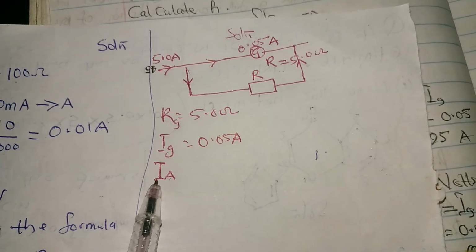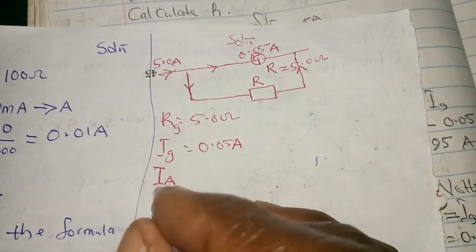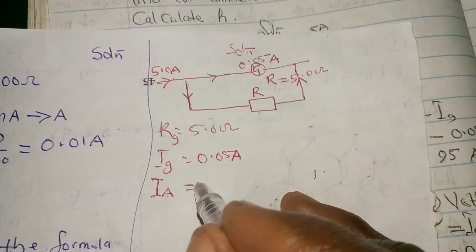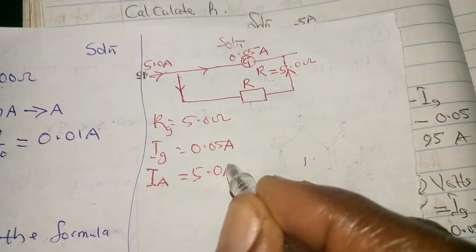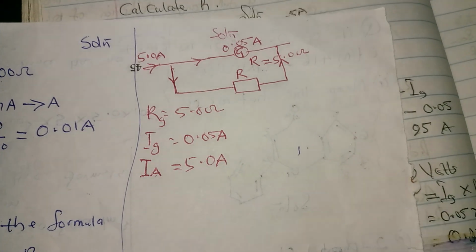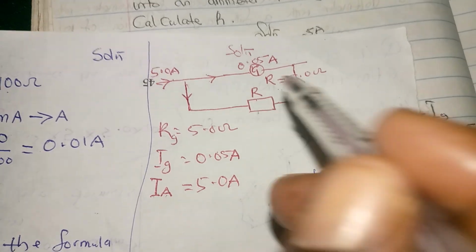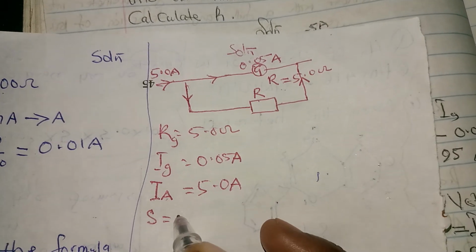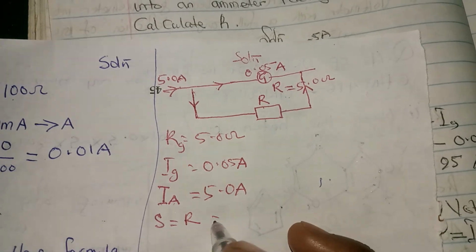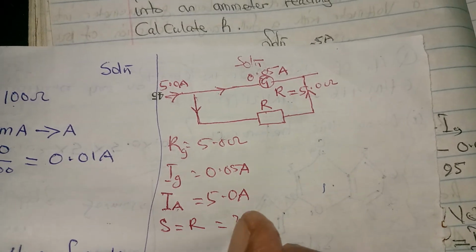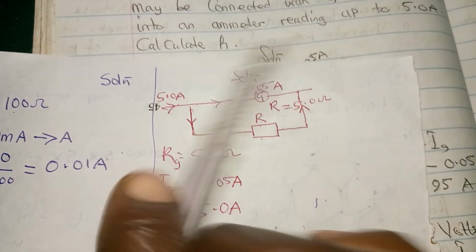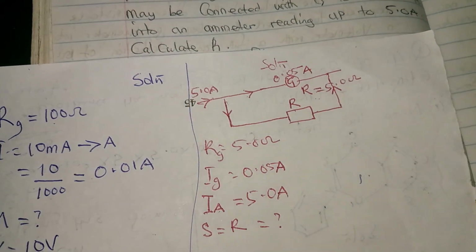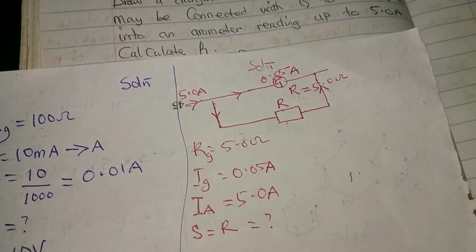A stands for ammeter, G stands for galvanometer, I stands for current. So the current of the ammeter is equal to 5.0 ampere. Your R is what they are looking for. You can call it shunt, the same thing as calling it R. Calculate R.